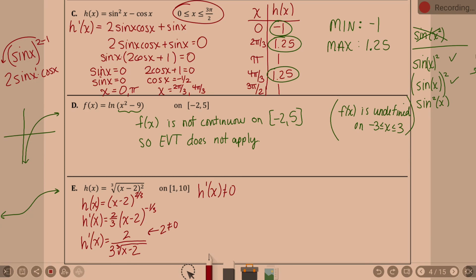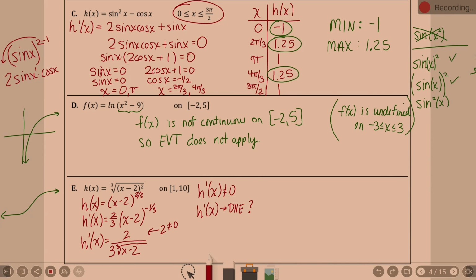Now, if you go back and read the bottom of the previous page, there we go, critical number. Look at your definition of critical number, critical value. A critical number of a function f is an x value in the domain of f such that the derivative equals 0 or does not exist. So we need to look at when does h prime of x not exist.